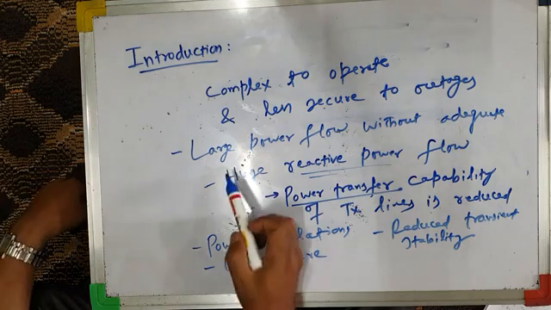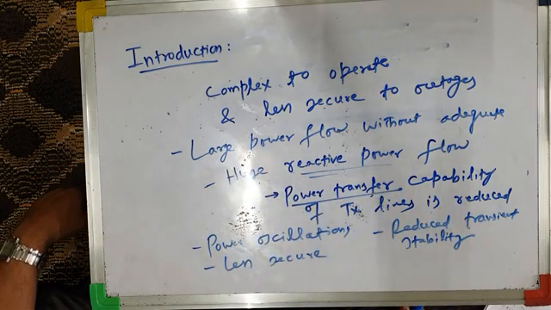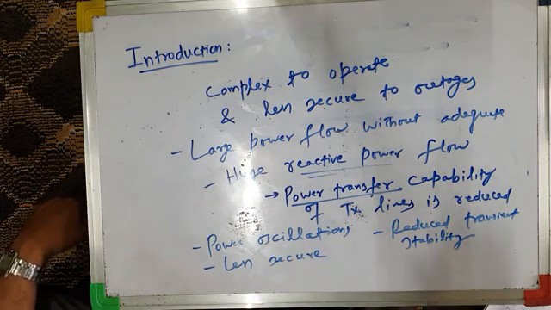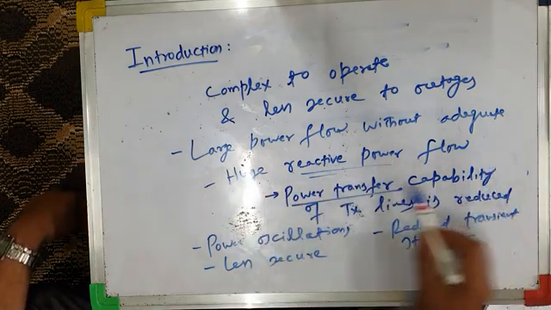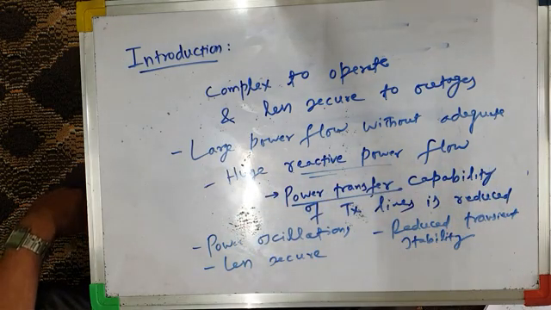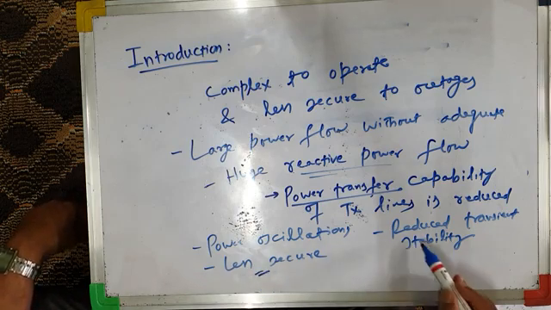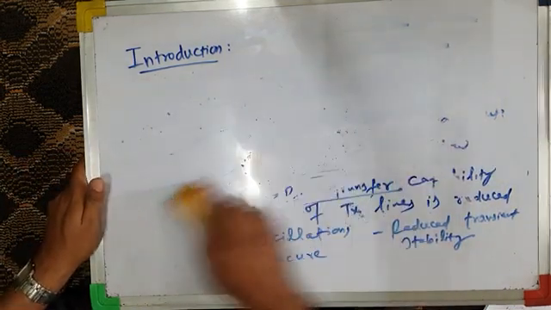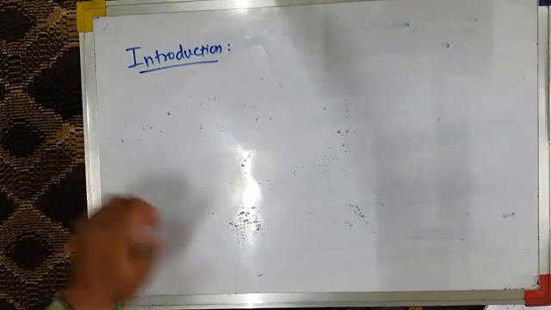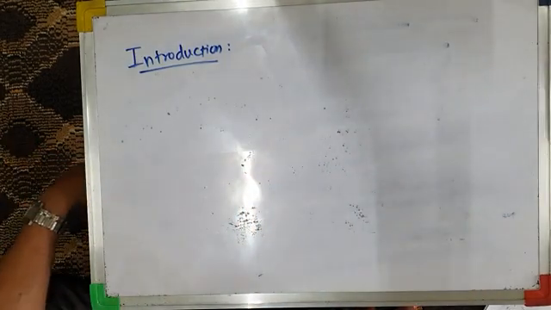I repeat, one of the problems is that there will be large flow of power without adequate control. We will not be able to control the flow of power over various transmission networks in the interconnected system, because of which some of the transmission networks may get overloaded and some lines will be underloaded or underutilized. And because of uncontrolled huge reactive power flow over the lines, the power transfer capability of the transmission lines will get reduced, and then there will be power oscillations which will make the system less secure and reduce transient stability of the lines.